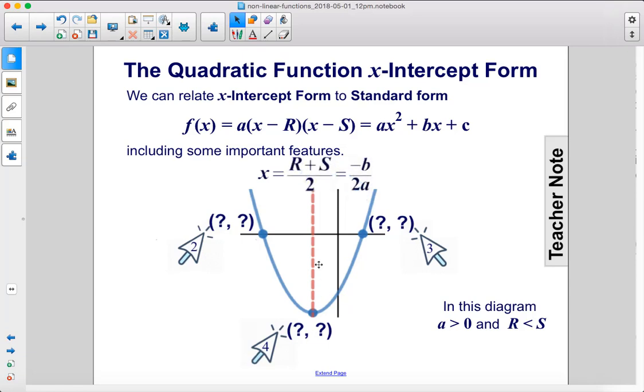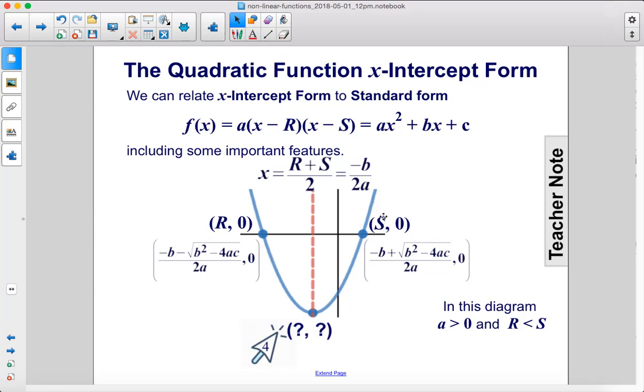So the axis of symmetry is r plus s over 2 in x-intercept form, while it was negative b over 2a in standard form. Here, this root, r comma 0, is this. From the quadratic equation, we have negative b minus the square root of b squared minus 4ac, which is the discriminant, over 2a, comma 0. So this is the x-coordinate of r. And the x-coordinate of s, the second root, is the positive version of this. See how this is negative b minus this? This is negative b plus this over 2a, comma 0.